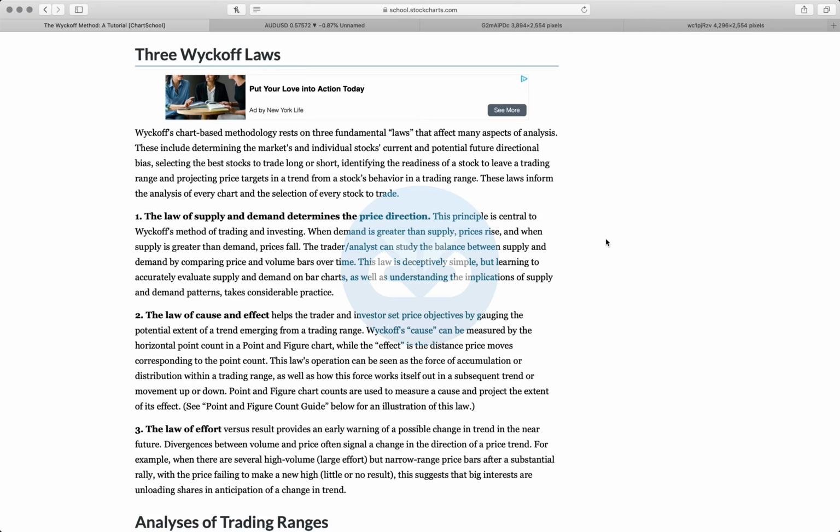And then when it comes to reaccumulation and redistribution, that's just basic. Reaccumulation is caused by demand continuing to overpower supply, and that's why price continues to go higher, and vice versa for redistribution. So everything has an effect. Every action has an effect, all that stuff. It's very basic.